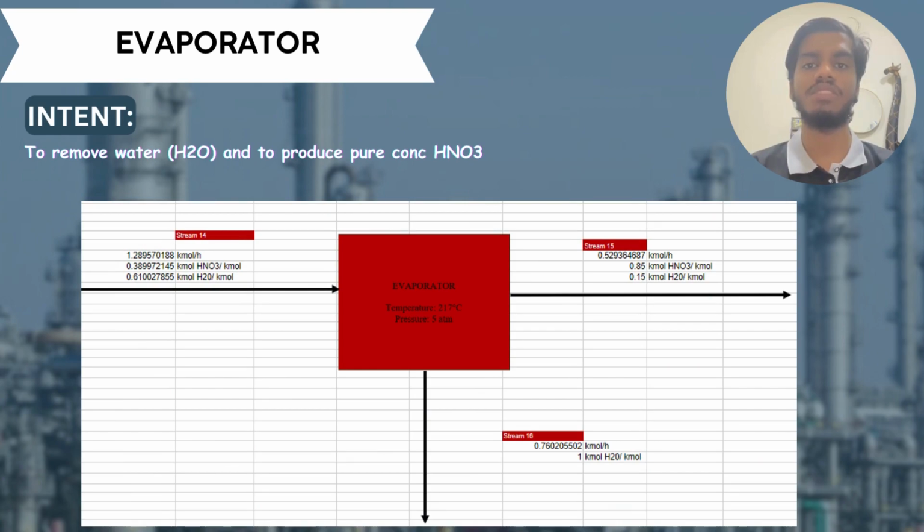Now we have the final block of our process, which is the evaporator. The intent of the evaporator is to remove water and to produce pure concentrated nitric acid. The stream leaving the absorption column, stream 14, which consists of nitric acid and water, enters the evaporator, which has 2 streams leaving, stream 15 and stream 16. Stream 15 consists of pure nitric acid and a little bit of water. Meanwhile, stream 16 consists of almost all the water that has been evaporated from this process. The evaporator operates at a temperature of 217 Celsius and a pressure of 5 atm. From this evaporation process, we obtain concentrated nitric acid of 95%.